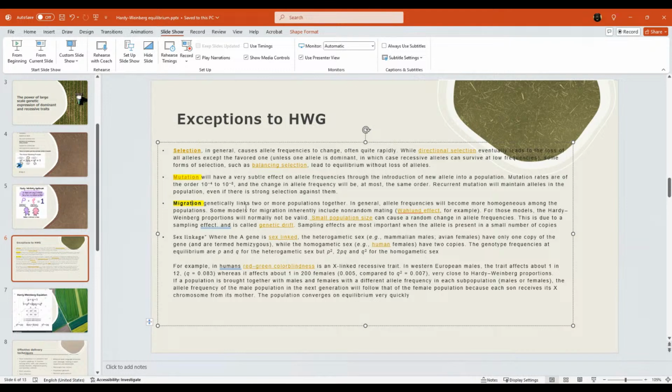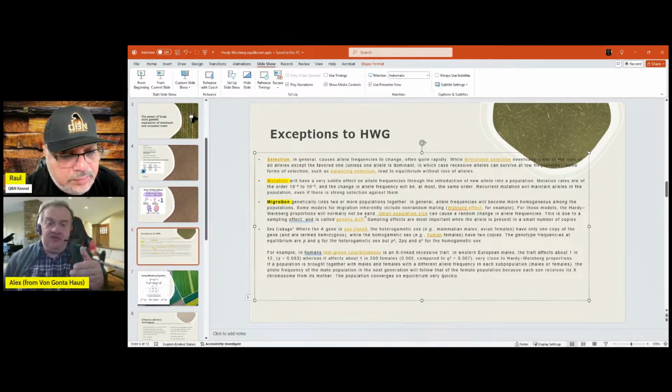The other assumption is there's no migration. When genetically linked populations are linked together, in general, allele frequencies will become more homogeneous among the populations. Some models for migration inherently include non-random mating, called the Wahlund effect, and the model assumes no genetic drift and no migration. Again, not true. There is genetic drift and there is migration. If a caribou of one herd infiltrates another herd and mates with the does of that other herd, well, that's migration. His genes from his herd migrated to the other herd, right? So that's gene flow.